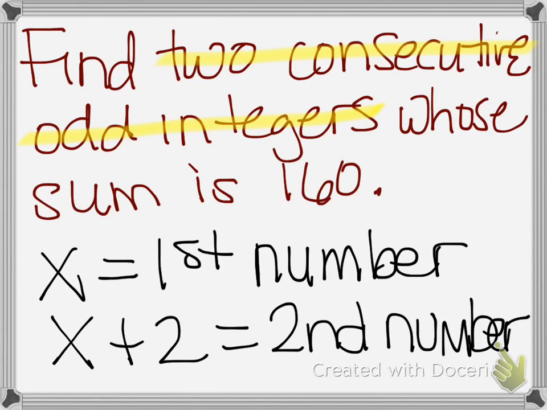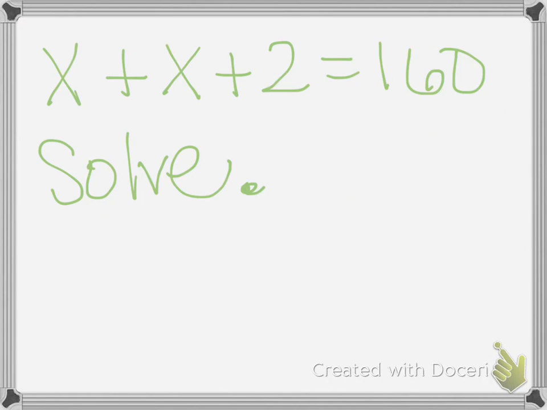We don't know what those numbers are, so we must assign a variable. x equals the first number. x plus 2 equals the second number. Because the numbers are odd, 3, 5, 7, 9, every time we count, we go up by 2. That's why this is x plus 2. So our equation, x plus x plus 2 equals 160. And we solve like normal.